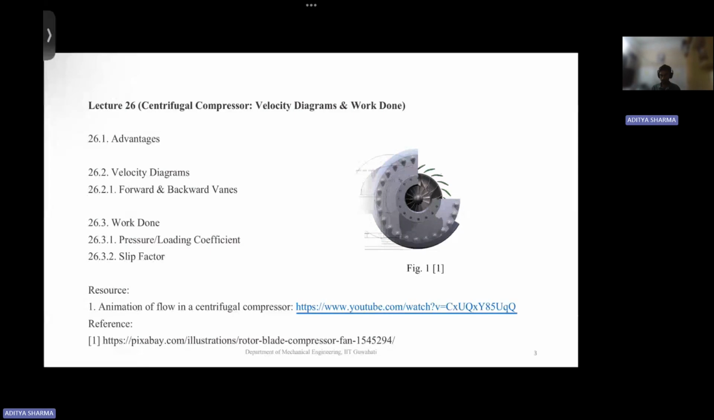So I have one picture of centrifugal compressor also from the front of the centrifugal compressor. This picture is from the front of a centrifugal compressor. So its parts we will see.